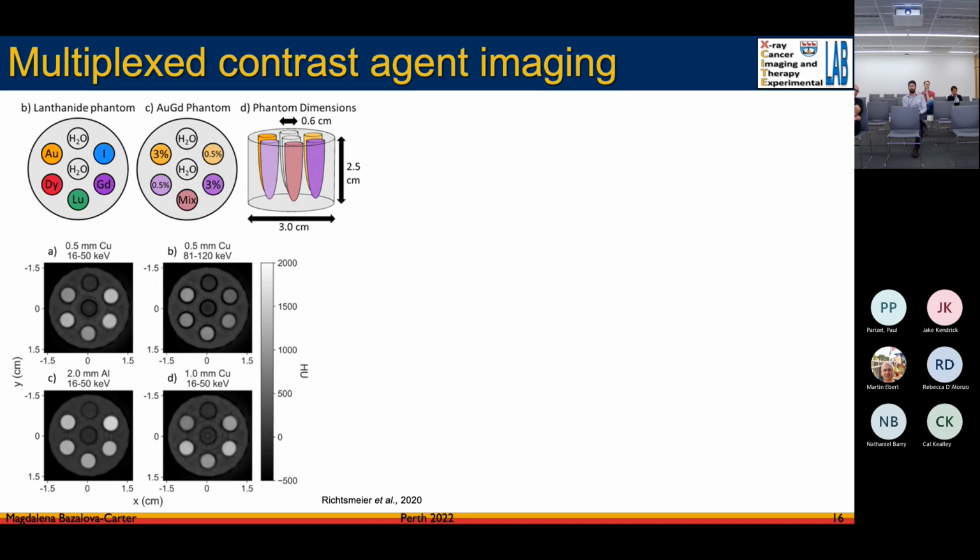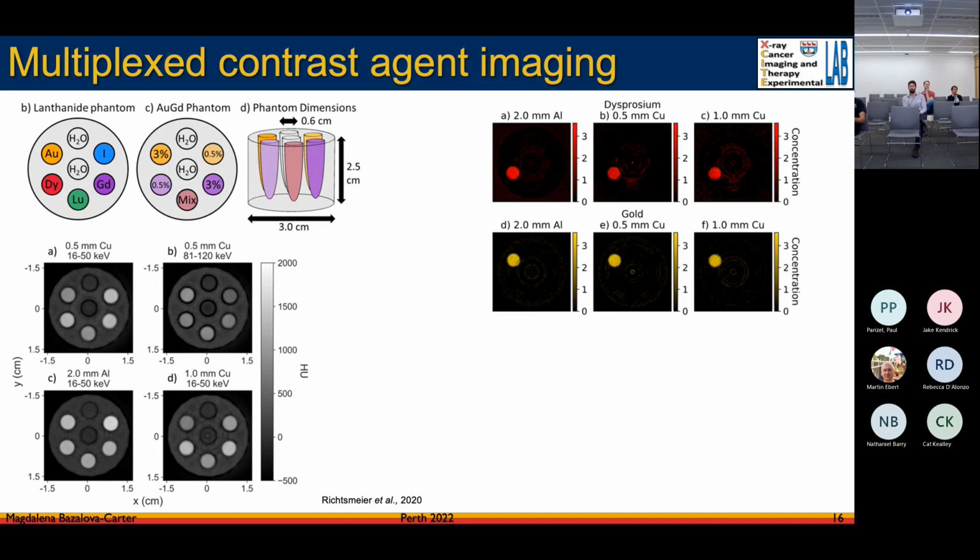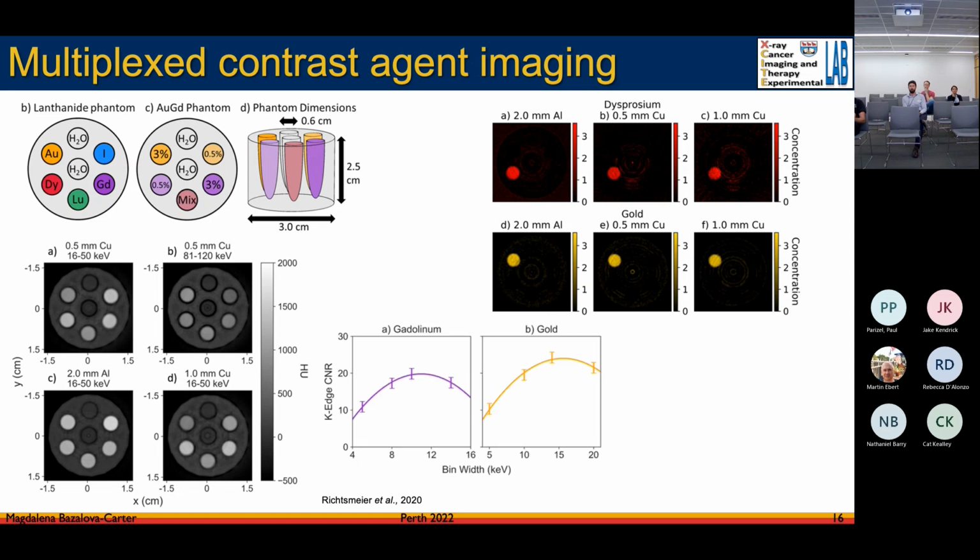In this case, it's with 0.5 millimeter of copper versus 2 millimeter of aluminum, and looking at the different combinations of thresholds as well. These are some of the images of imaging dysprosium and gold with the different filtrations of the beam, and what we were optimizing for was the contrast to noise ratio, and that might be maximized for different beam filtering, which is a little unfortunate. So he has done some study on that.